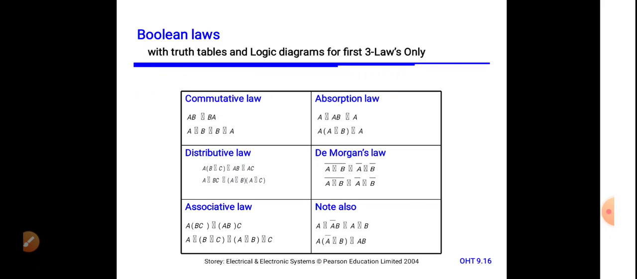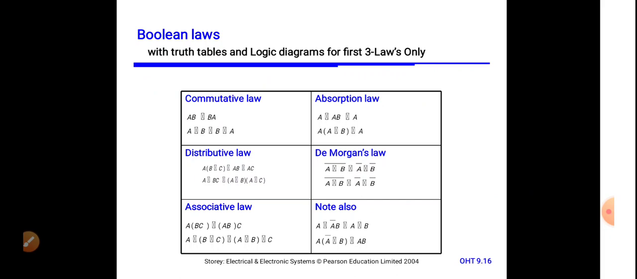The next one is Boolean laws. The Boolean laws are nothing but the laws which we have seen in general mathematics: commutative law, distributive law, associative law. All these three laws are applicable even in terms of Boolean functions. Commutative law indicates a dot b is equivalent to b dot a.